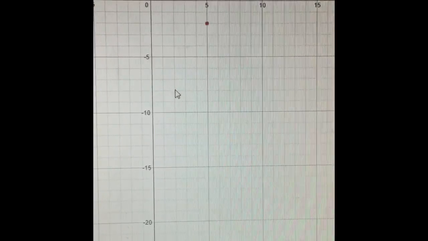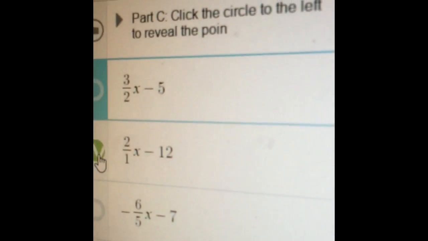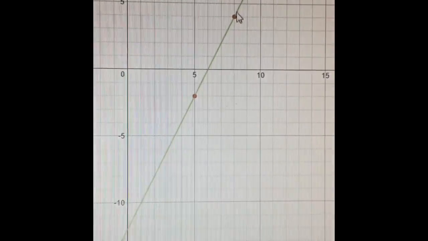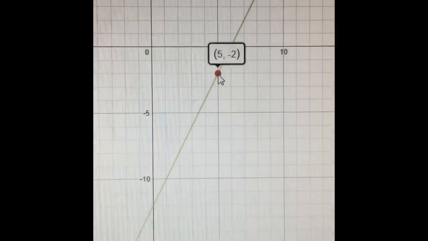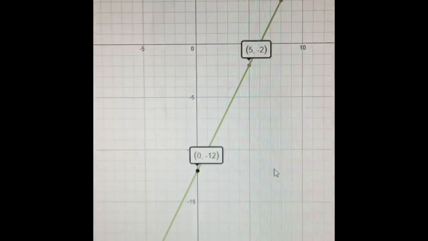And then if we keep doing that pattern down, we'll get negative 12, which we plugged into the formula. And what happens when we turn that on? Lines up perfectly. We hit all 3 points. And that is how you answer number 44.